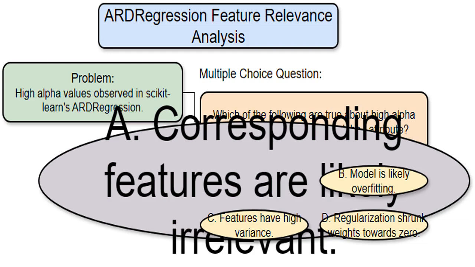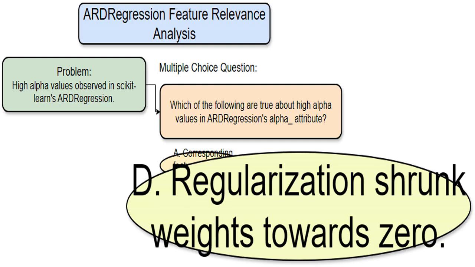Let's clear this up. Overfitting happens when a model learns the training data too well, including the noise, and does not generalize well to new data. Here, high alpha values are a sign that the model is actually preventing overfitting. It's actively shrinking the weights of less important features towards zero, which is a good thing. Yes, this is precisely what's happening. ARD uses regularization, a technique to discourage overly complex models, and high alpha values are a direct result of that regularization. The model is effectively saying, these features are not needed, I'm shrinking their influence. This is the power of ARD for automated feature selection.